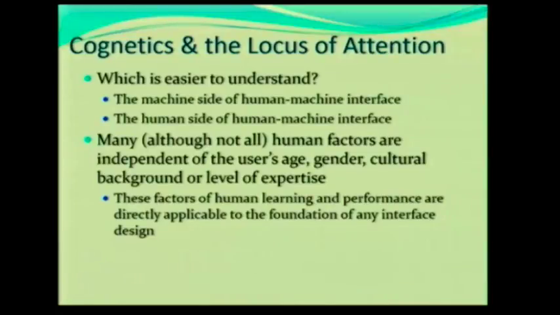Now, we have talked about a lot of things that are fairly consistent in terms of how we work as humans. Makes things easier. But even knowing that, there are a lot of human factors, a lot of things about us as humans that are actually independent of things that we may initially think are really important. So age, gender is a big one, cultural background, level of expertise. There are a lot of times where you're going to be designing a system where those things don't matter at all.